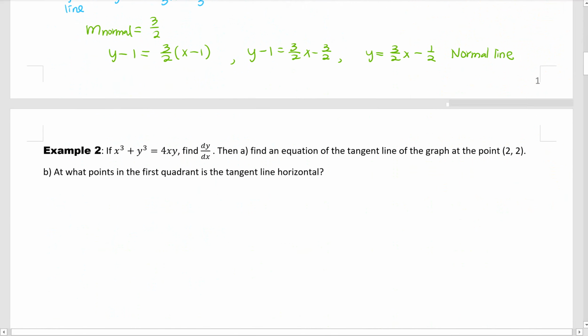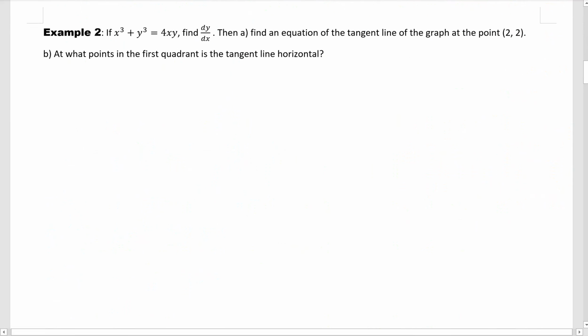Okay, let's continue. I hope that you can try to work on this problem, and once you're done, you can continue to play the video and check your work, okay? So part A, we want to find the equation of the tangent line at the point (2, 2). So we need to differentiate, right? So take the derivative with respect to x on both sides.